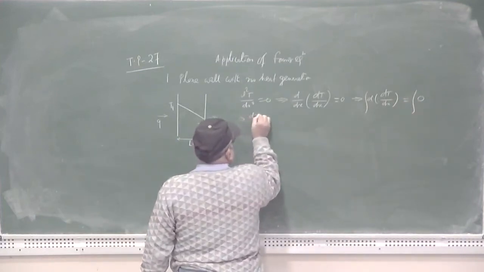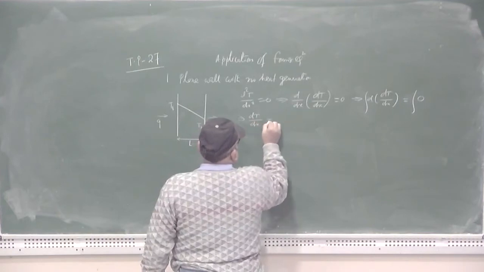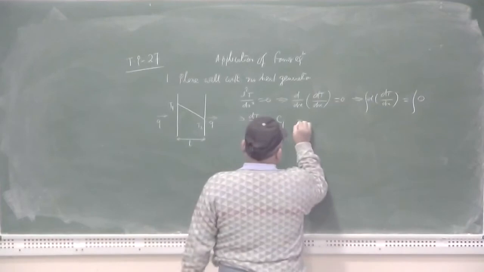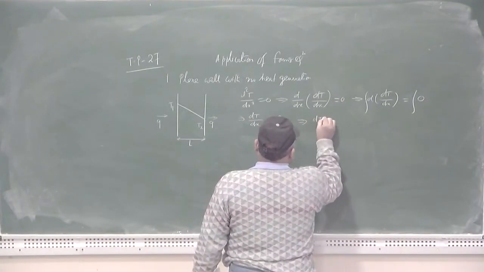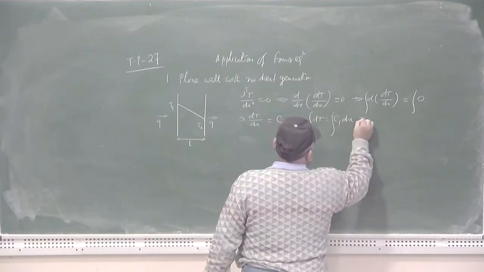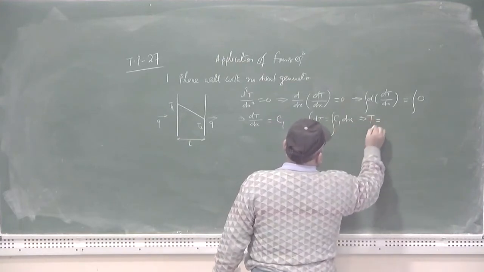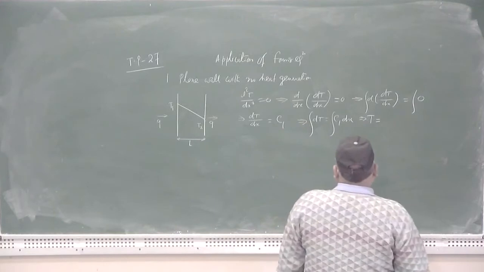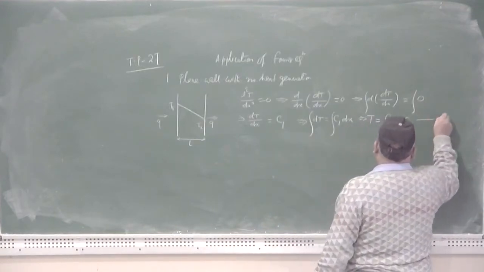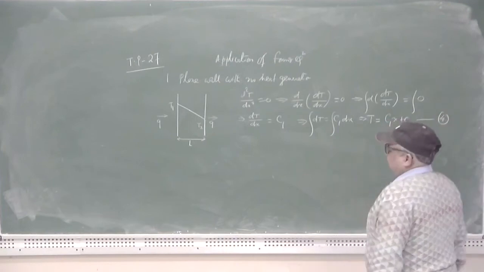we can write dT upon dx is equal to C1, or dT is equal to C1 dx. Again integrating this equation, we will obtain the equation for the temperature profile as T = C1 x + C2. Let it be equation number 4.